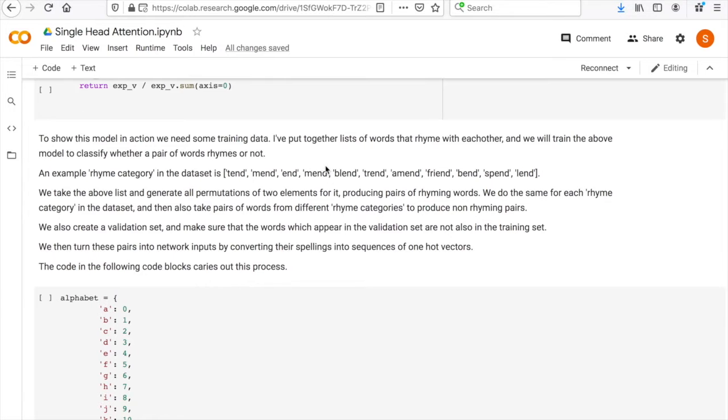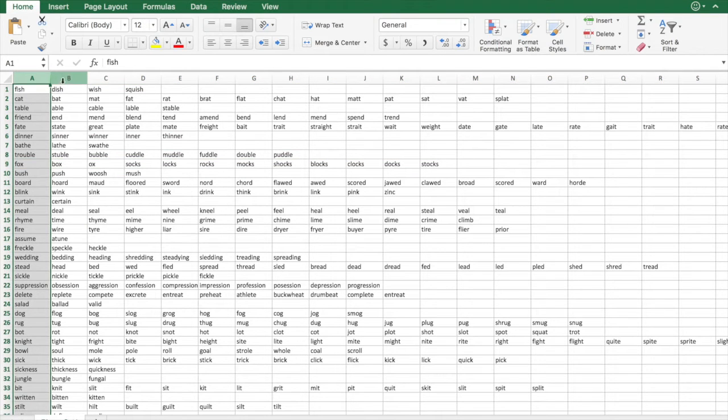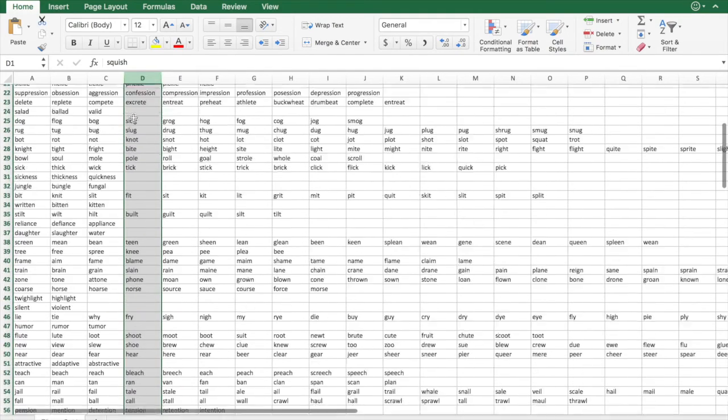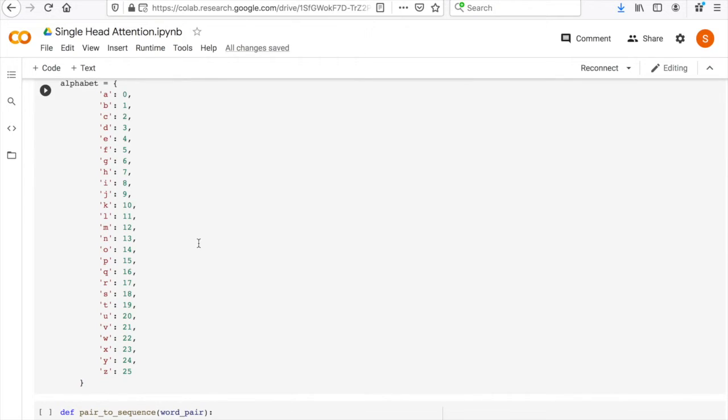And we also need a list of pairs of words that don't rhyme. So what we do is we take the columns and take all permutations of two words from those. And in theory, none of these words in the columns should rhyme with each other. Then we convert those pairs of words into one-hot vectors based on their spellings. So we have a vocabulary of 27, the 27th symbol being a separator between the two words in a pair.